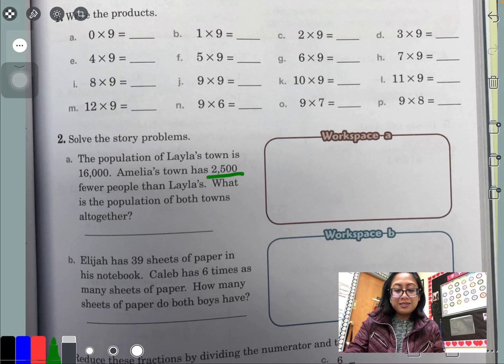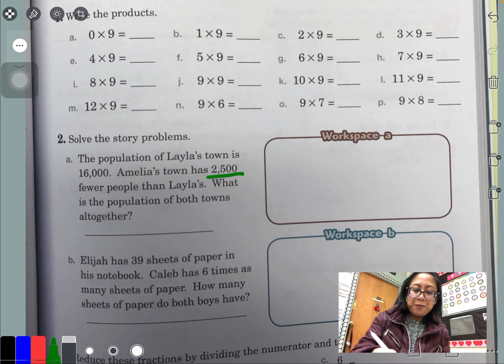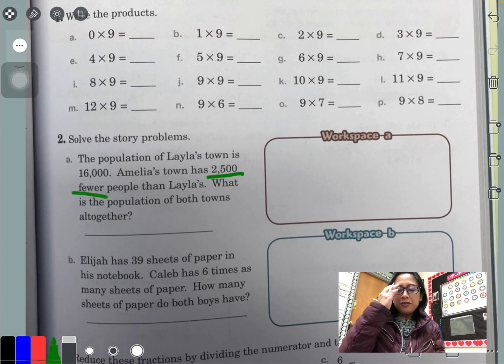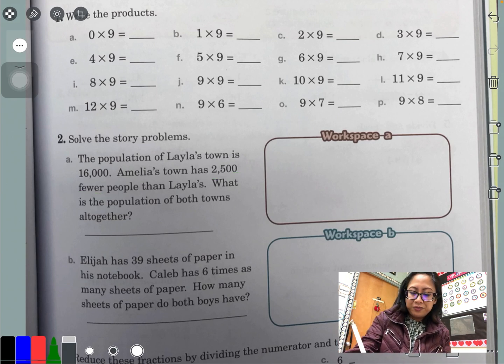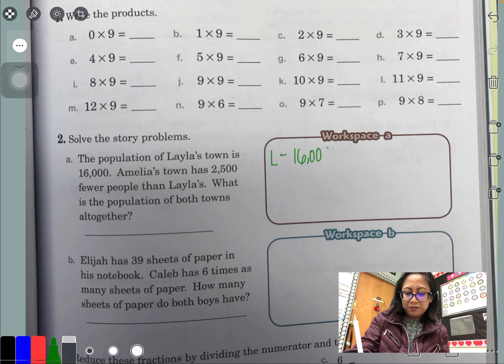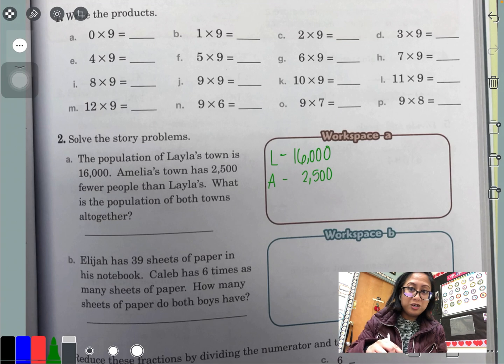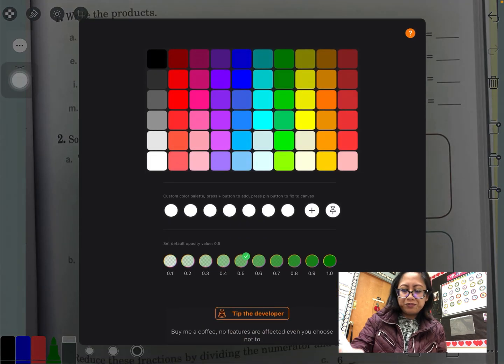So in Amelia's town, it doesn't mean there's 2,500 only. It means there are 2,500 fewer. So you've got to look for that clue word. So here, I've got to subtract. First, I'll take Layla's town, and this is what you write in the box. Layla's town has 16,000. Amelia's town has 2,500 fewer. Okay, so that means I have to subtract to figure out how many people live in Amelia's town.